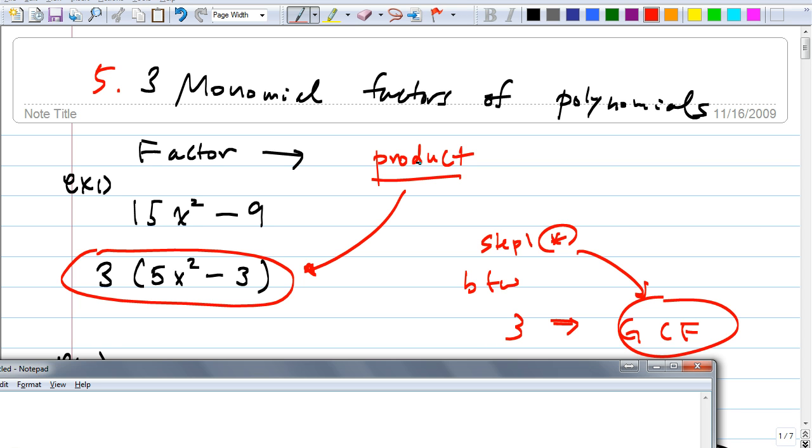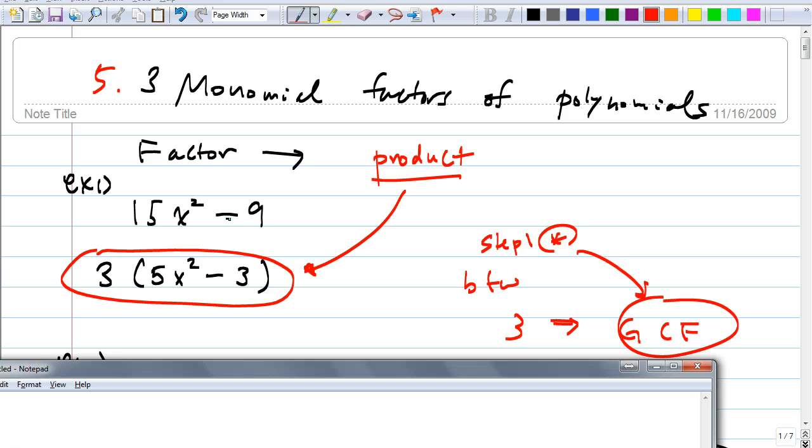Okay. And again, if you remember, have we seen this before? 3 times 5x squared minus 9. We've seen this before. What do we do with this sort of thing? We multiply it out using what property? Yeah, distributive property, right? So you see how we're now going backwards? We're used to going from 3 times 5x squared minus 3 to 15x squared minus 9, right? We distribute that. But now we're going backwards. Does that make sense? So when you factor, it's kind of like doing the backwards of the distributive property, if you want to think of it that way.